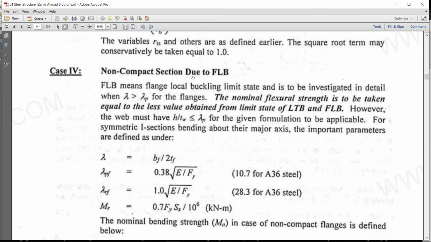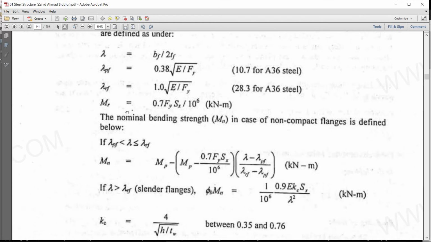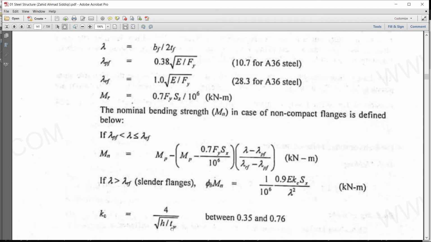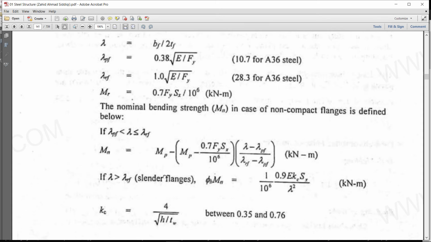Case 4, non-compact section due to flange local buckling, meaning our flange will go for buckling when our flange criteria lambda is greater than lambda p. Then there are two options. When our lambda is greater than lambda p but less than lambda r, we will use this moment capacity formula. And if our lambda is also greater than lambda r, then we will use this moment capacity formula. Here are all the factors that we find: A4 divided by h over TW, that is height of web over thickness of web. So we will use all these things.